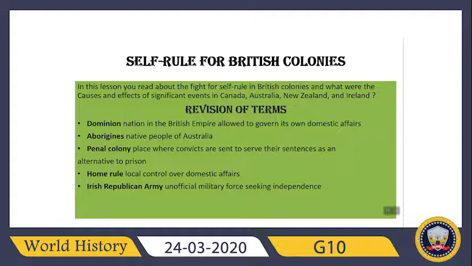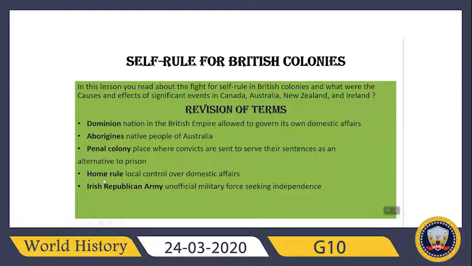Then we have Aborigines. Aborigines were the native people of Australia. Then we have penal colony. A penal colony was a place where convicts, meaning criminals, were sent to serve their sentence as an alternative to prison. It means that for their crime they were sent to these places, penal colonies, instead of prison.